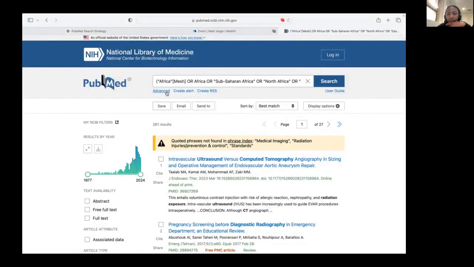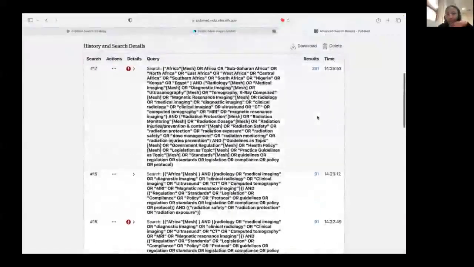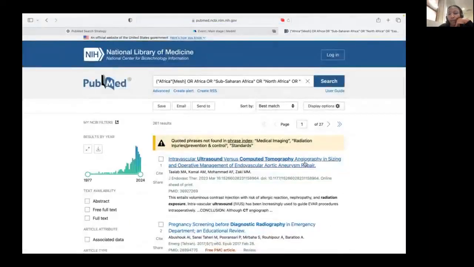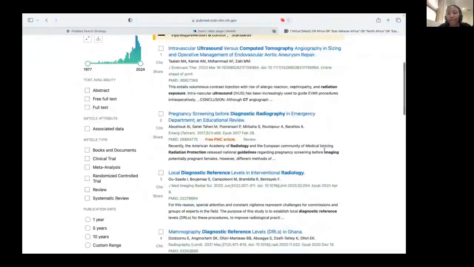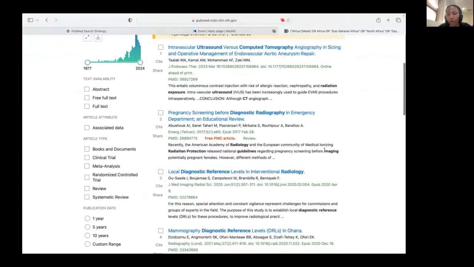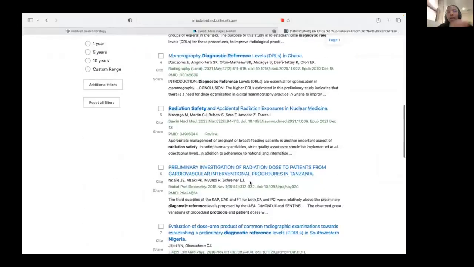Which expanded the number a little bit. So our initial one was 146, and with including the mesh terms, the additional terms for radiology, there was a bit of improvement. And again, we have to go through them. The main issue is you can get studies, but do they actually answer your question is a different thing. And based on what you find, you have to adjust again.